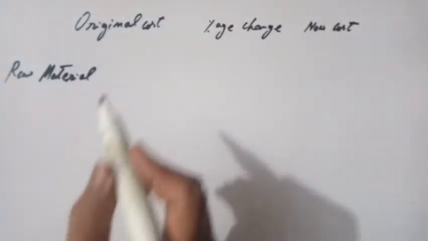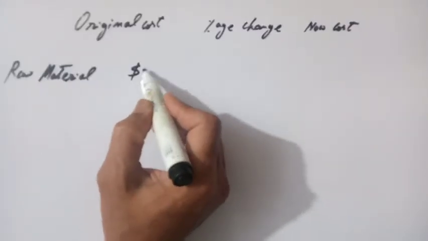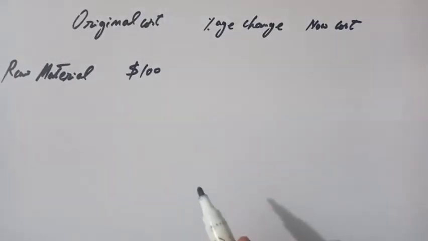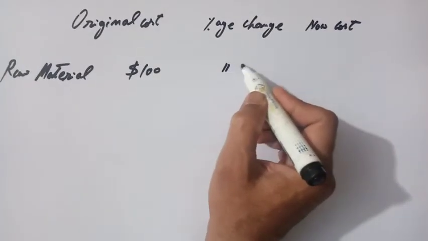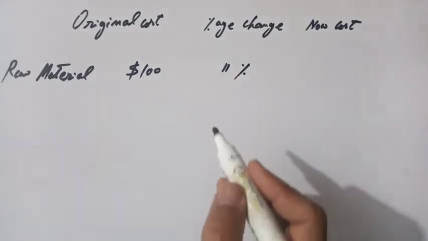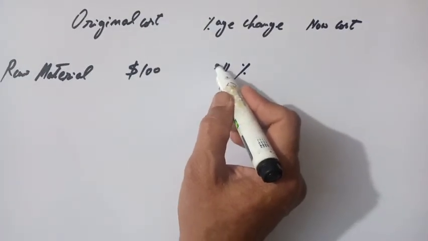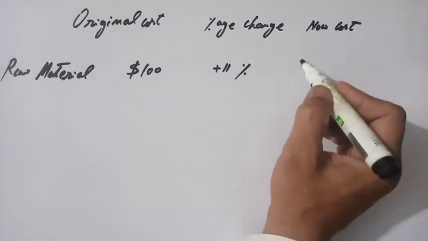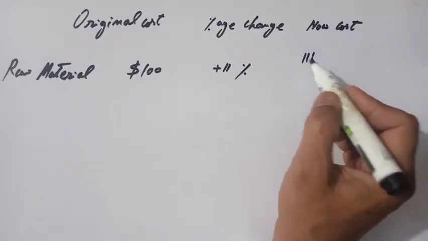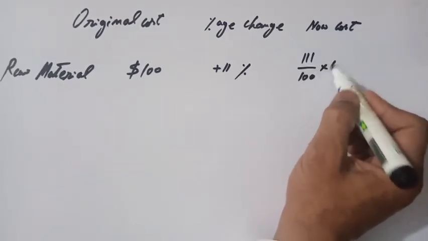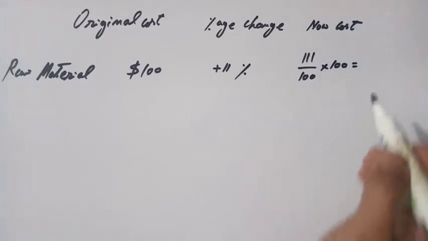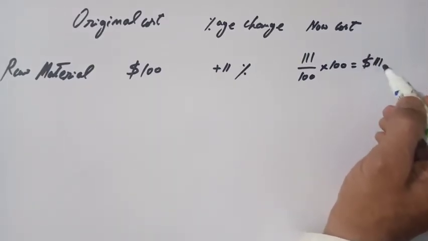For the raw material, the original cost was $100, and the percentage change is 11%. This would be added, because this is the case of increase, 11%. And now the new cost would be 111% of this $100, so it would be equal to $111, right?